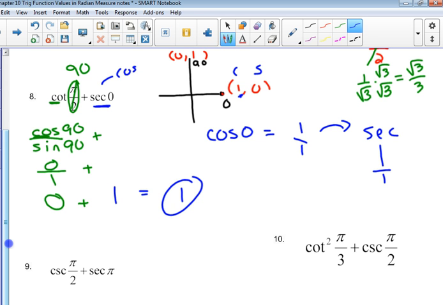I love how we see all that work just to get one. Yeah, it's great. Sometimes it happens.